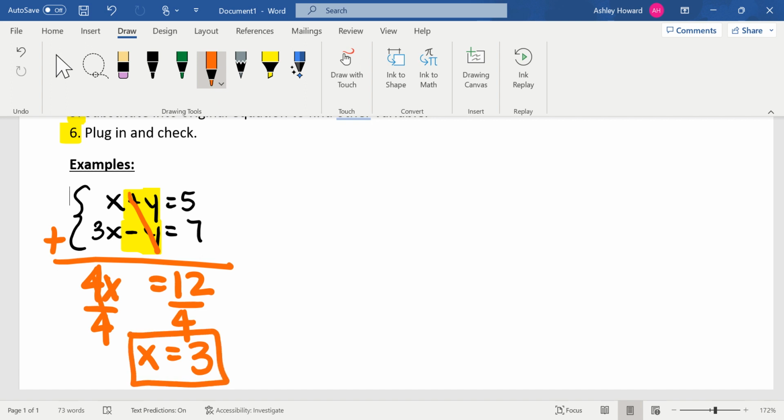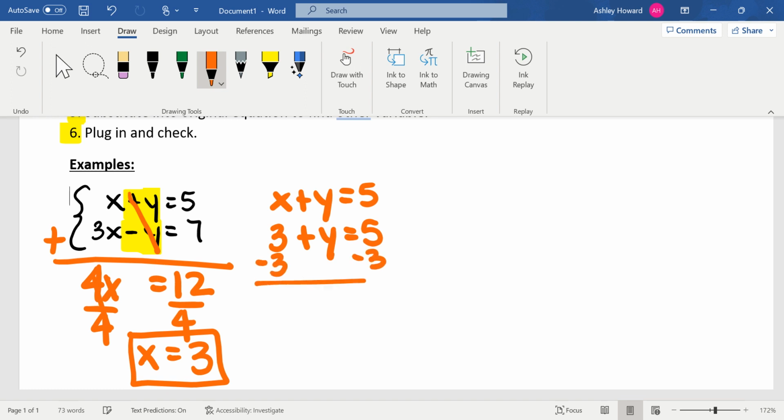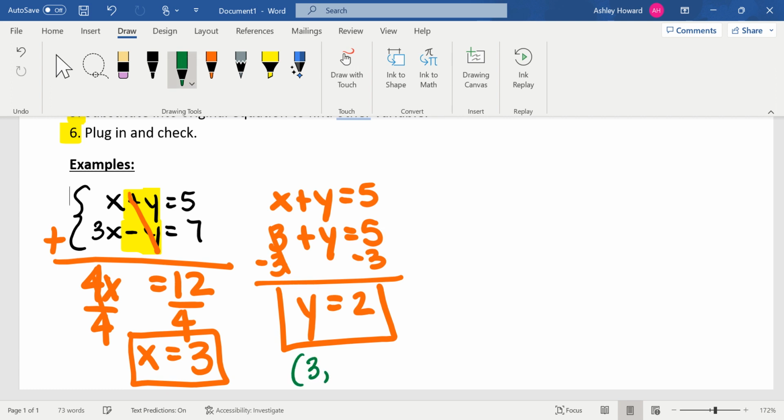Now that I found my x value, I can choose either one of those equations to plug my x value into. I'm just going to choose that first equation because it's a little bit more simplified. So instead of x plus y equals 5, I'm going to plug in the 3 for x, and I'm going to solve for y. So I'm going to subtract 3 on both sides to get the y by itself, and my y is equal to 2. So for our answer, our x value would be 3 and our y value would be 2. So that is where those two equations intersect.